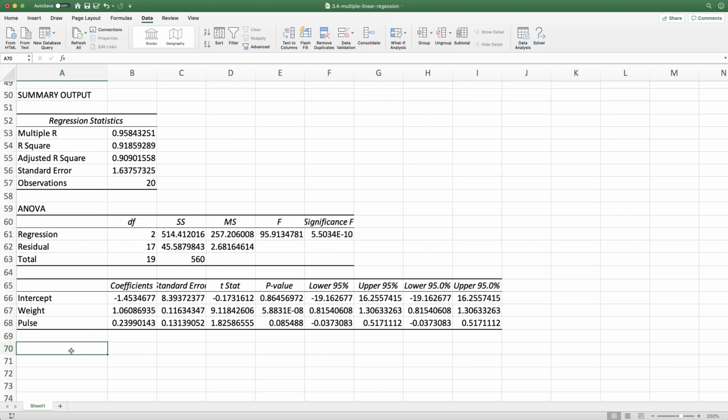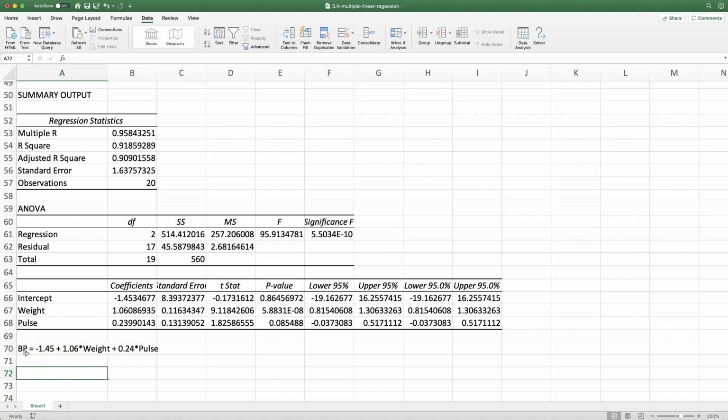First things first, the regression output prints a column of coefficients. These are the intercept, B0, the slope for weight, B1, and the slope for pulse, B2. So the regression line is blood pressure equal to negative 1.45 plus 1.06 times weight plus 0.24 times pulse. If I know a patient's weight and pulse, I can plug them into this equation to predict their blood pressure.